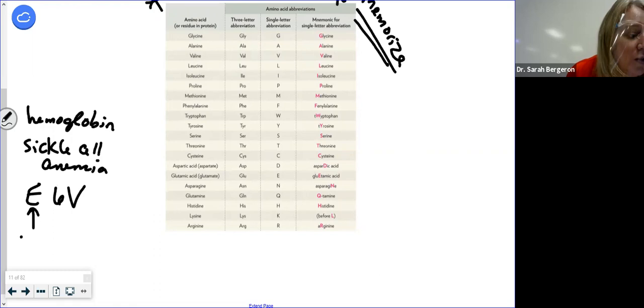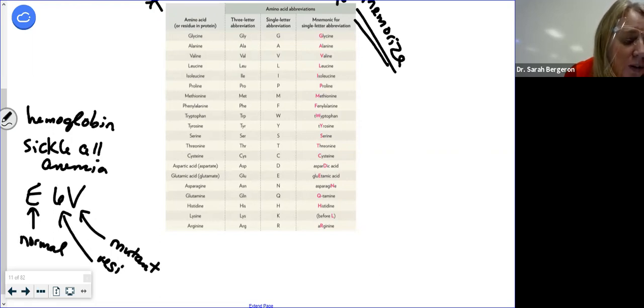Okay, that's what that notation means. So the first one is normal. The last one is the mutant. And then this is the residue number. Make sense?